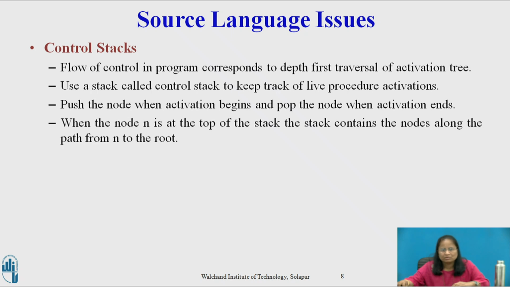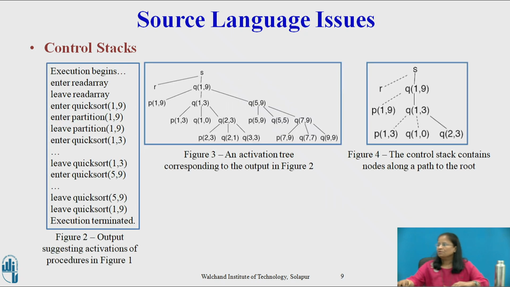Then the contents of the control stack are related to the path to the root of the activation tree. When a node N is at the top of the stack, the stack contains the nodes along the path from N to the root. Figure 4 shows the nodes from the activation tree of figure 3 that have been reached when the control enters the activation represented by Q(2,3).